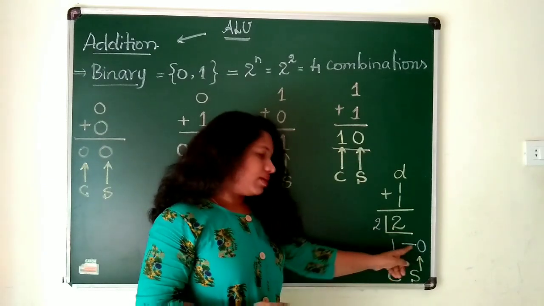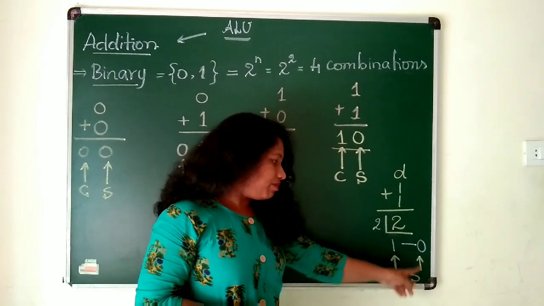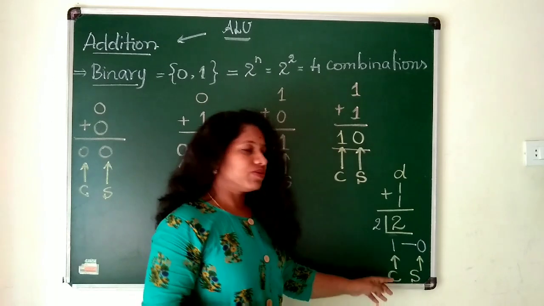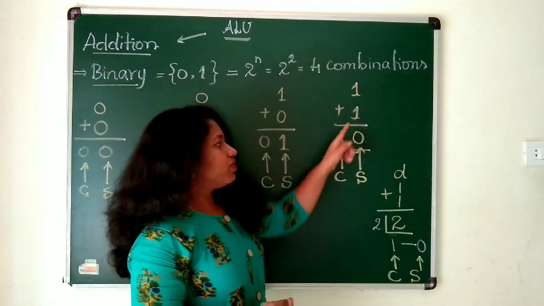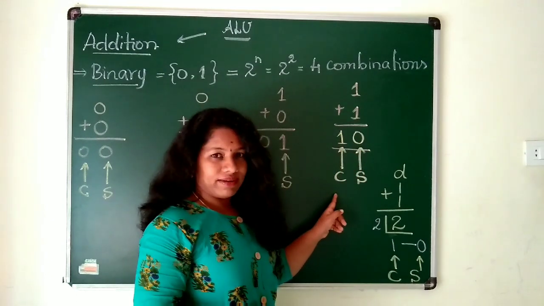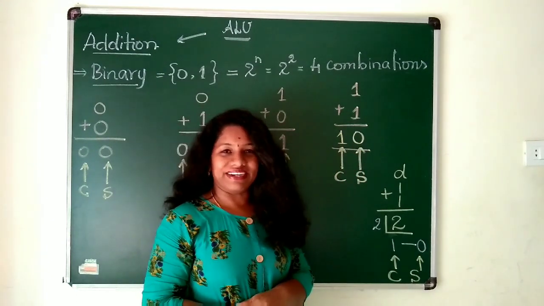2 ones are 2, 0 remainder. So this remainder will become the sum and then this 1 will become the carry. So I have written here: 1 plus 1, sum is equal to 0 and carry will become 1. That's all for binary addition.